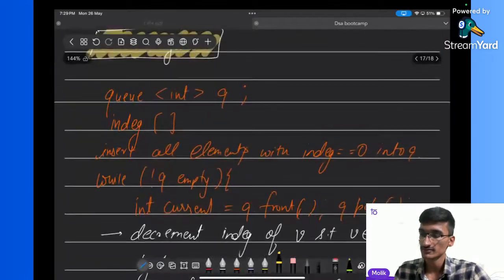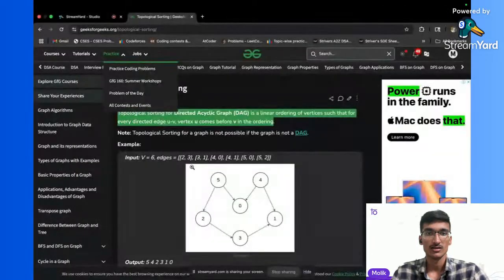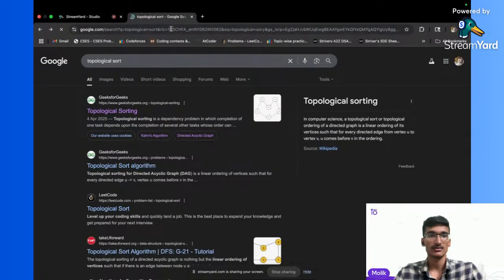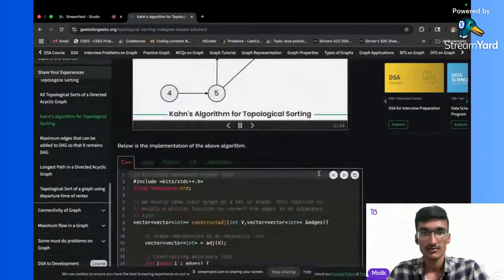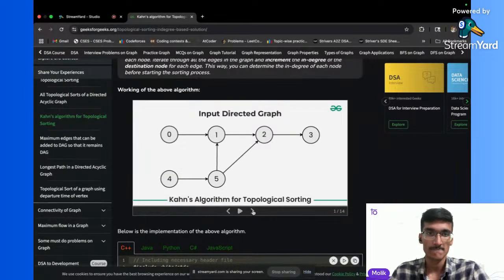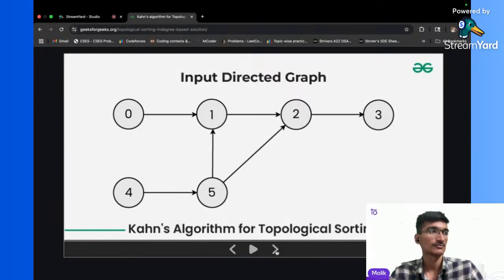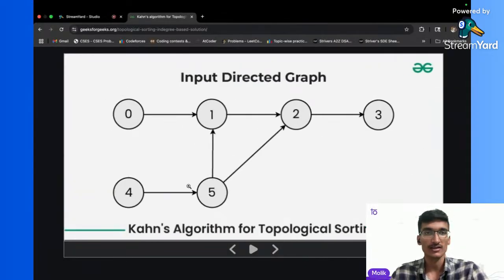Is there any doubt in this? Is there any doubt you guys can ask? This algorithm is very interesting. You can see it clearly. Yes, Saurabh, I will try to recap it a bit. So this will act as a recap.